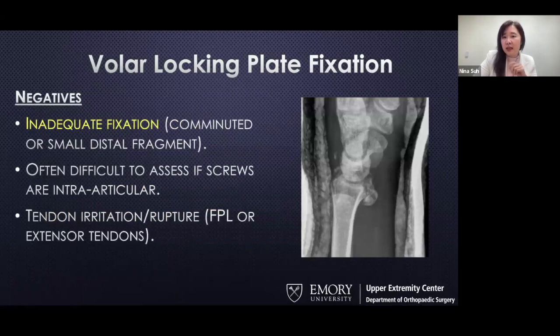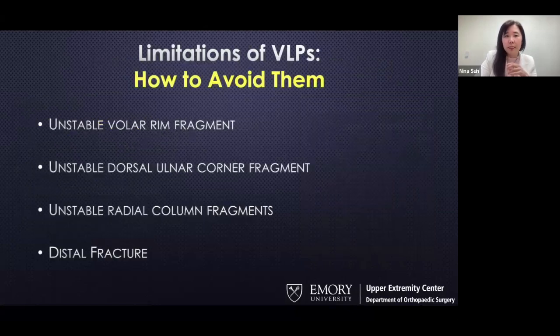So of course the negatives is that you might have inadequate fixation, alluded to earlier in some of the slides, about that distal volar rim fragment. And we're going to see some examples of what happens and why volar plating alone, or you have to take special modifications to the volar plating to make sure you capture those fragments. And obviously you cannot see intra-articularly from the volar approach. And obviously tendon pressure increases and potential rupture or irritation.